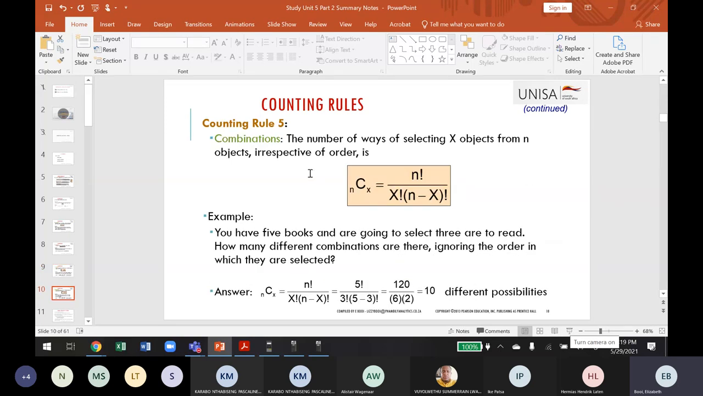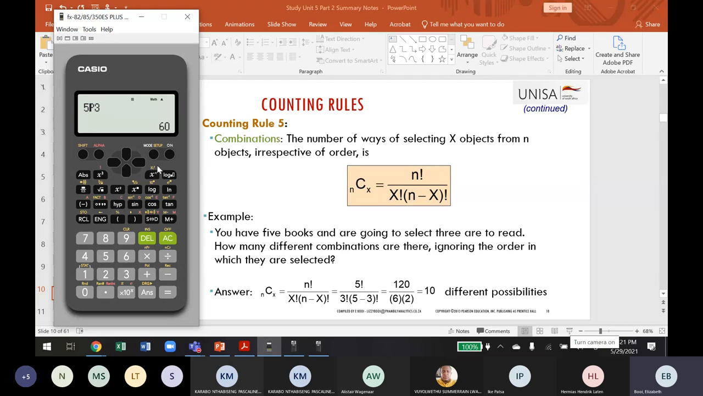The other counting rule that we learned was the combination. With combination, order does not matter, or there is no preference in terms of how you do things. So combination is the number of ways of selecting x objects from n objects, irrespective of order or preference. We used this example where we have 5 books and are going to read 3 of them, the same question as we used last time. Because there is no order or preference in terms of how we're going to read those books, we use combination. And we found that the combination is equal to 10.